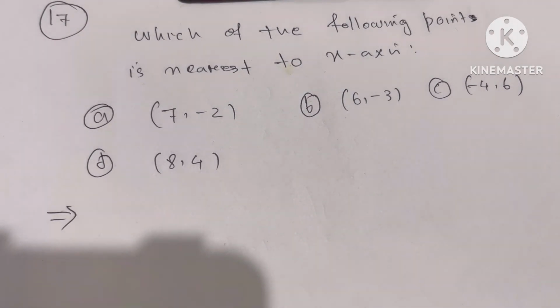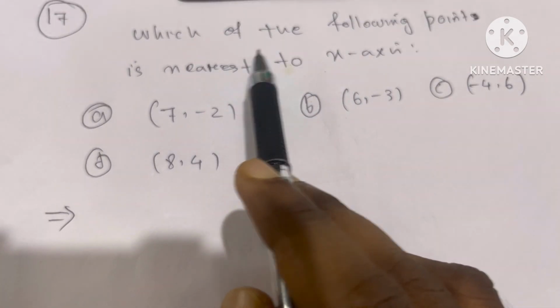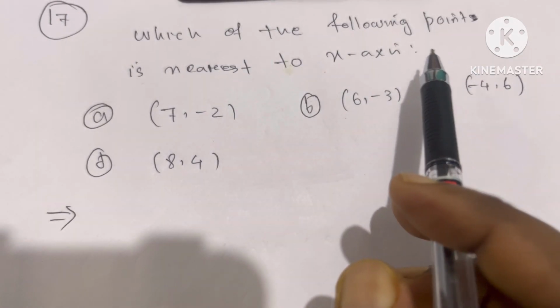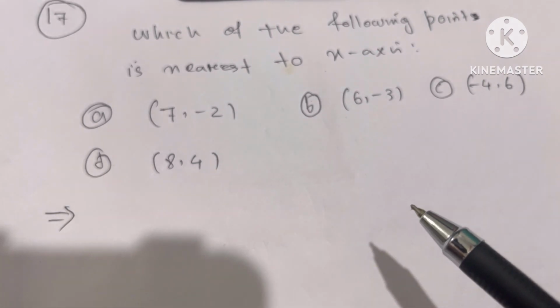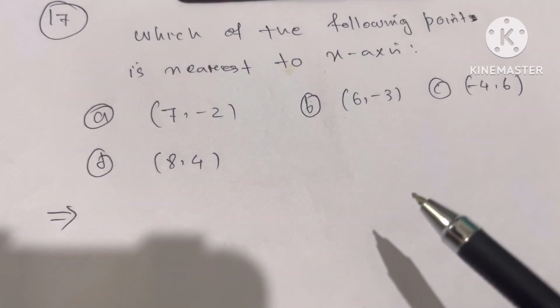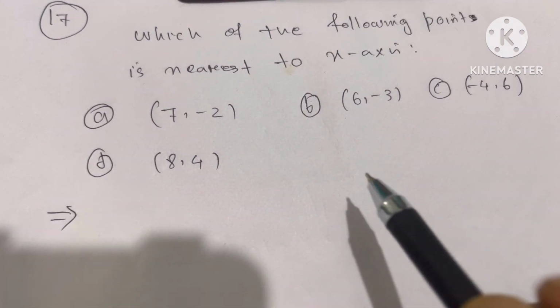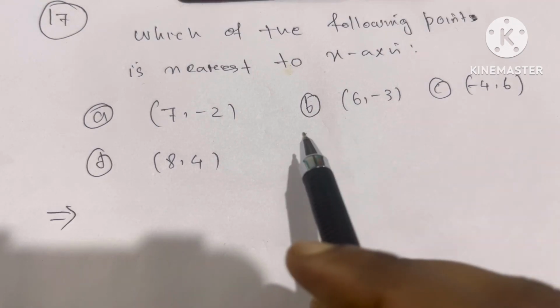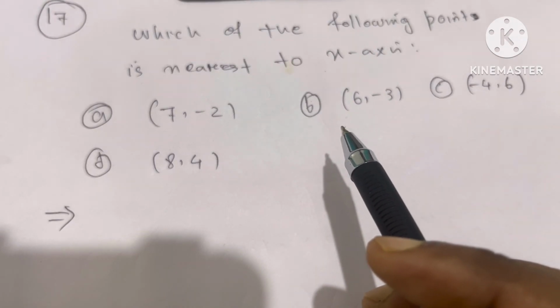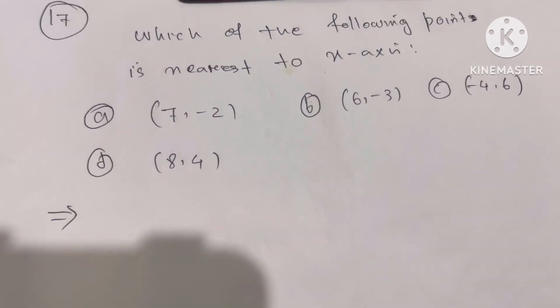So question number 17. Which of the following point is nearest to x-axis? If you find the distance of all the points from x-axis, which point will come first? Which point has the shortest distance from x-axis?